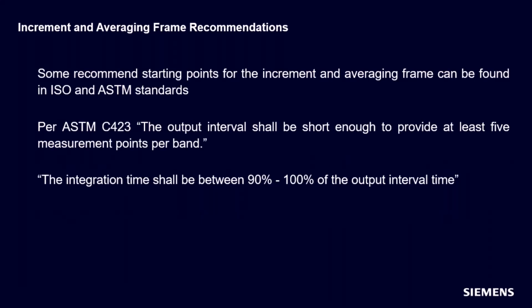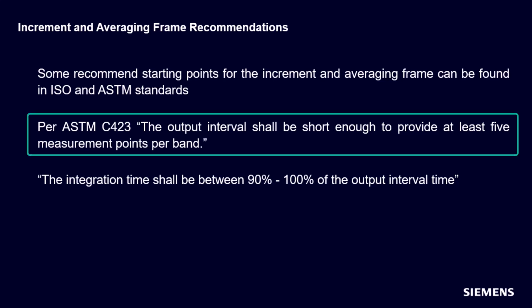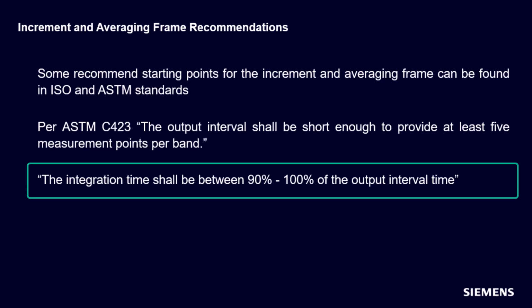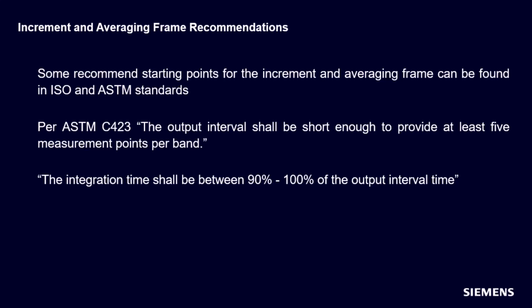You can also find some recommended starting points for calculating increment and averaging frame in different ISO and ASTM standards. Again, this is citing ASTM C423. The output interval shall be short enough to provide at least 5 measurement points per band. So this increment needs to be small enough to provide those 5 points. And the interval time, that's what they're stating with this integration time, shall be between 90 to 100% of the output interval time. And so by reading through these various standards, you can find maybe a good starting point for whatever material that you're testing.